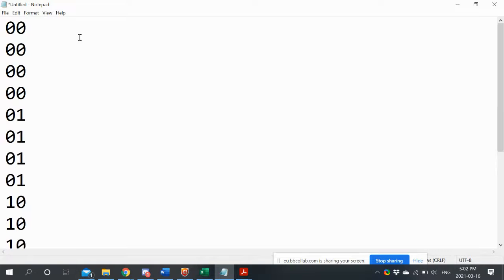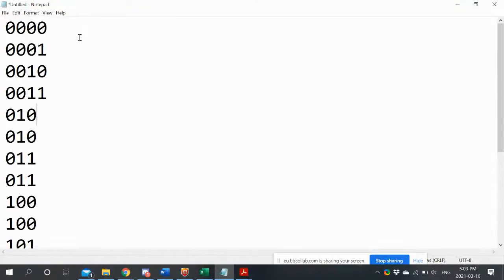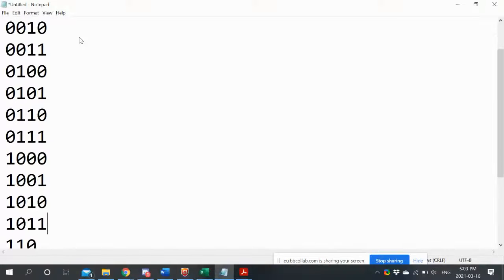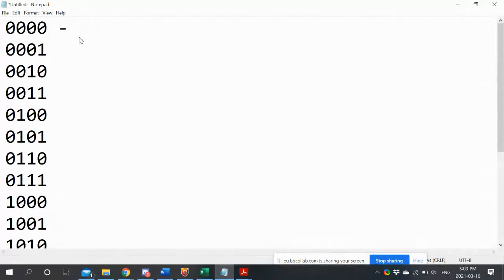All right, then in the next column, I'm sure you can see the pattern. That's 2 zeros, followed by 2 ones, followed by 2 zeros, followed by 2 ones, followed by 2 zeros, followed by 2 ones, followed by 2 zeros, followed by 2 ones. And then in the final column, I'm sure you can get it. It's simply alternating zeros and ones. That's counting in binary, if you ever wondered.